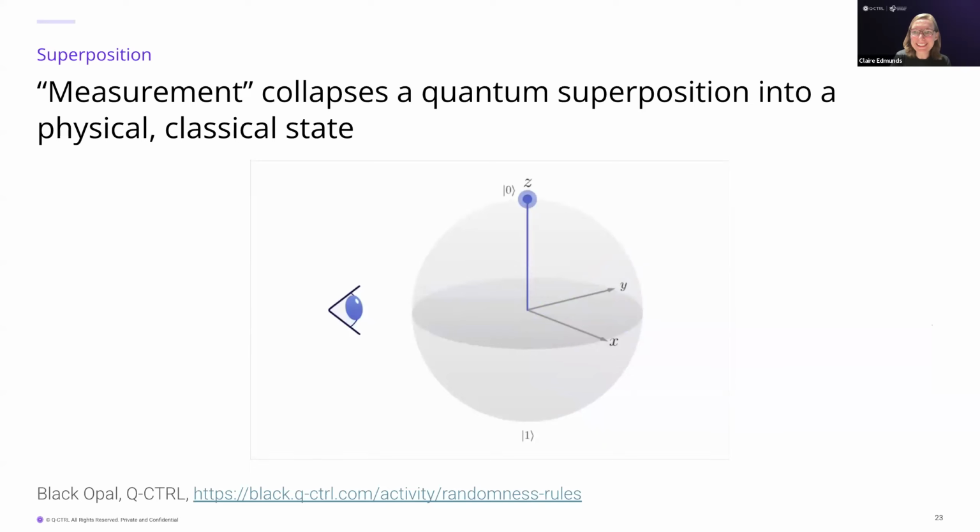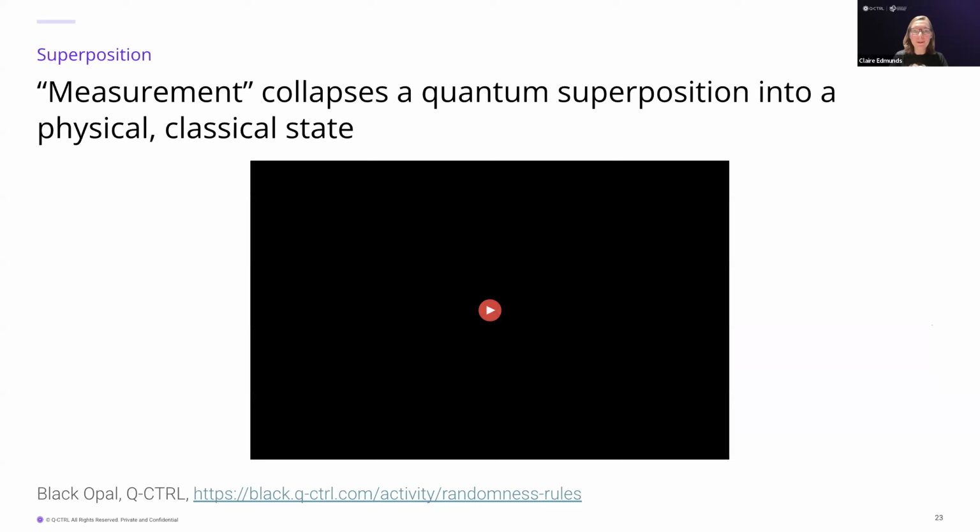But what does it mean to measure something? Does it mean that you need a giant eye in the sky? Do you need to get out a microscope or a magnifying glass? What does this actually mean fundamentally? Well, when we measure something, we need to talk to it. We need to interact with it. And this interaction needs to be able to distinguish between the different states in the superposition.